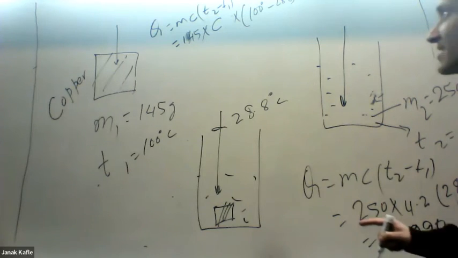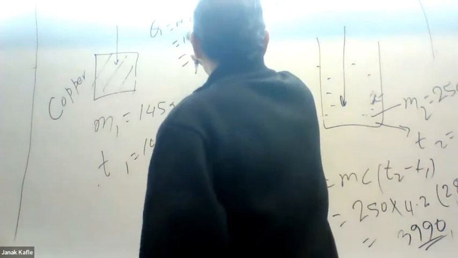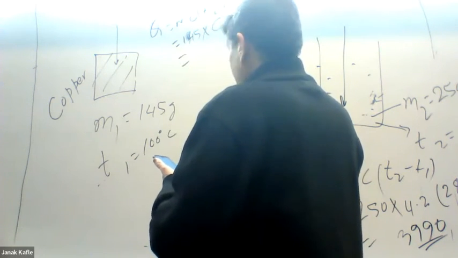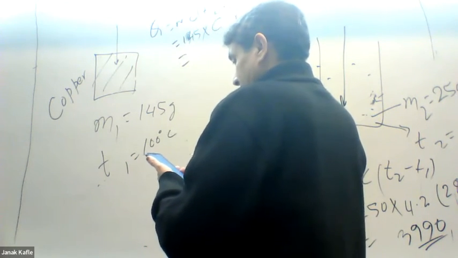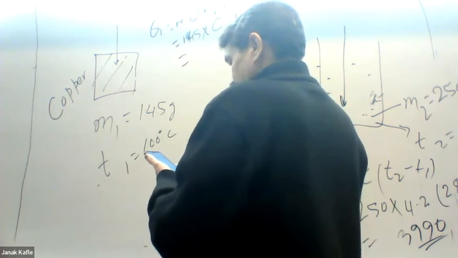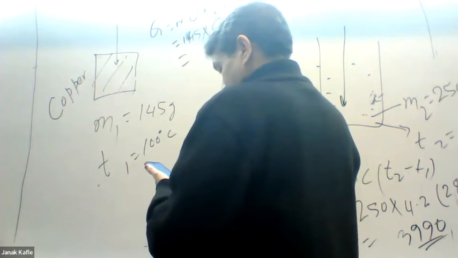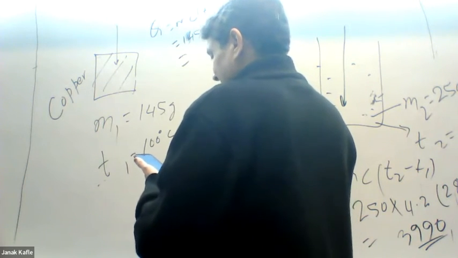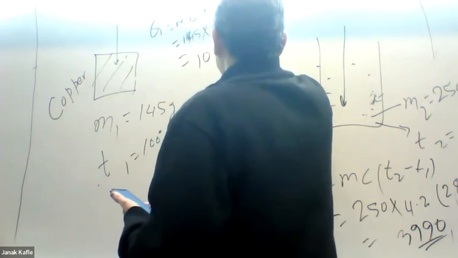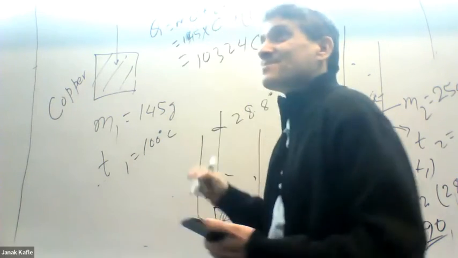So what number comes here? 145 times 100 minus 28.8, that is 71.2. So let's calculate that one: 71.2 multiplied by 145. I got 10,324, and I have C here. Make sense?